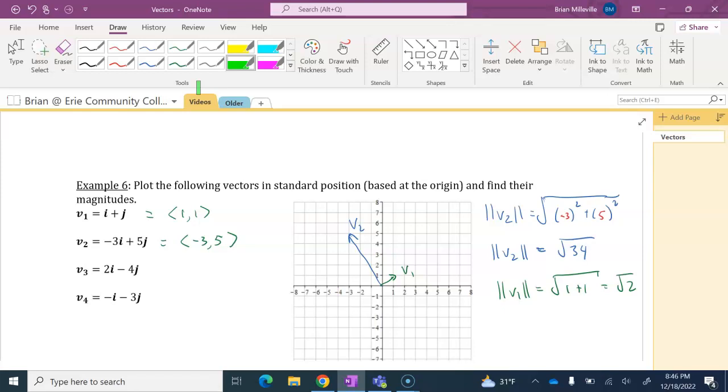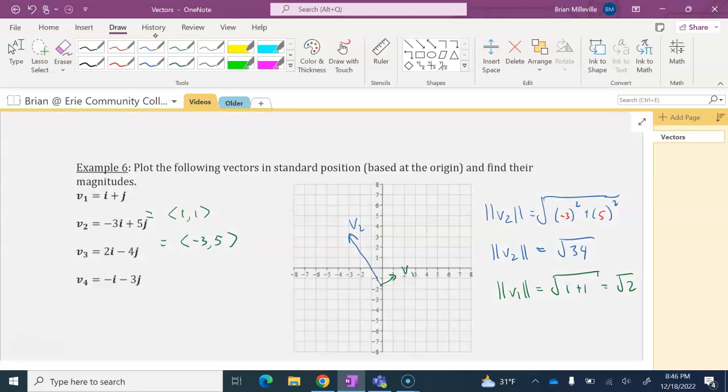The vector v2 is negative 3, 5. I drew that in blue on the screen. Again, we're basing at the origin, going 3 to the left, up 5, putting that point down, and then drawing the directed arrow. Computing its magnitude, we get the square root of 9 plus 25, which is the square root of 34. We can't simplify either of those magnitudes down. That's it. Okay.